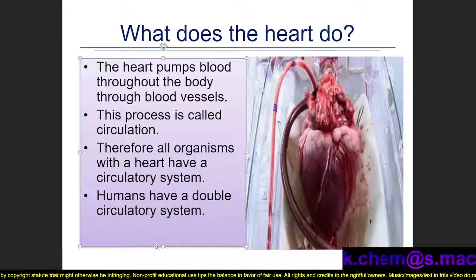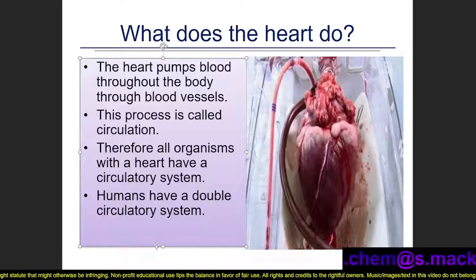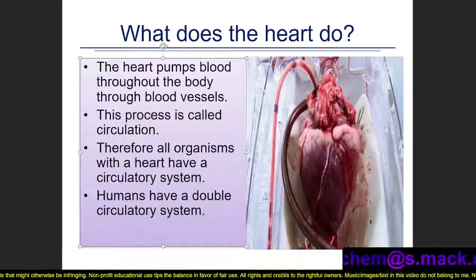So we've looked at the double circulatory system. In my next video, we're going to look at the structure of the heart.